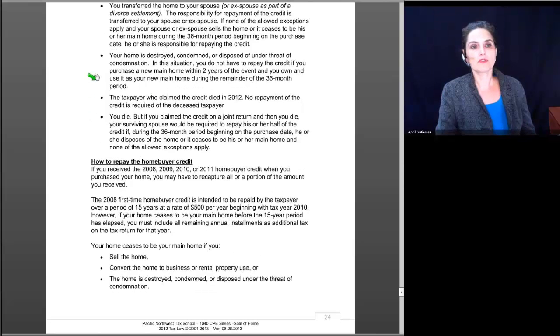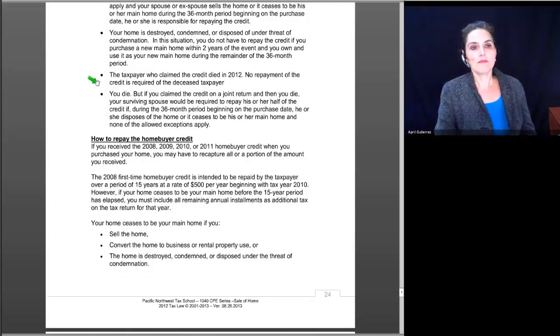Or your home is destroyed, condemned, or disposed of under threat of condemnation, but in that situation, you do not have to repay the credit only if you bought another home within 2 years. And the taxpayer who claimed the credit died in 2012. That's another reason why you don't have to repay it.